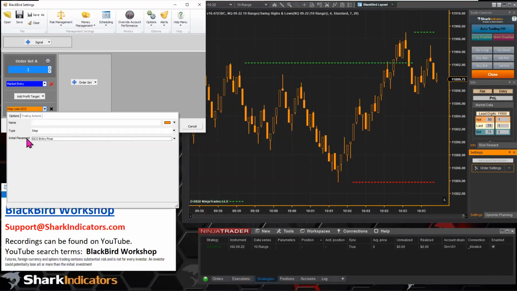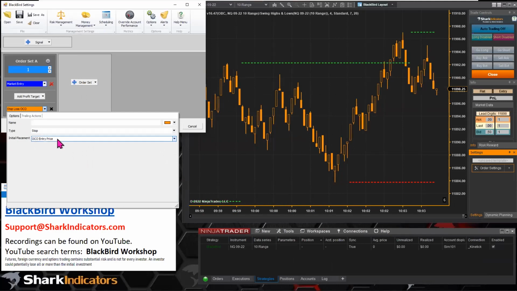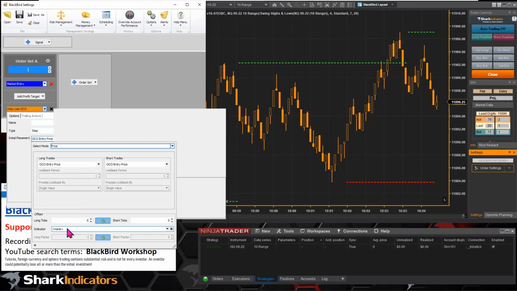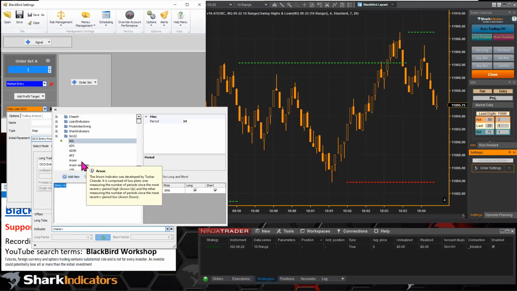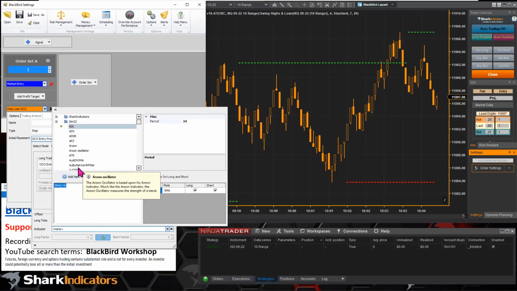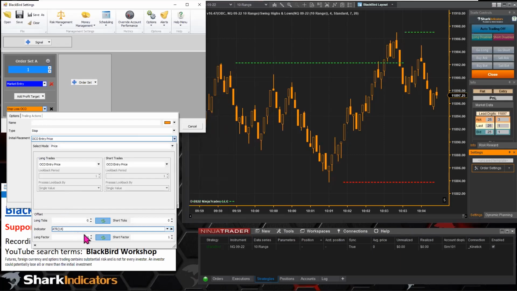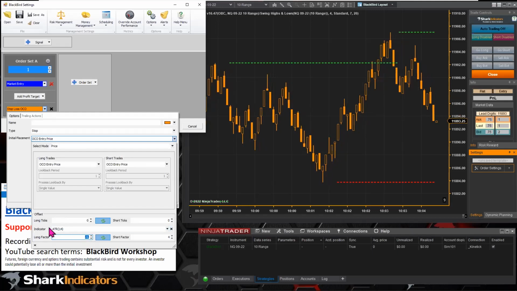All right. So for the initial placement, we will set up a 4 ATR stop loss. Select ATR, and I'll just leave the period at 14, I guess. And then we'll set the multiplier at -4. All right, so there we go.